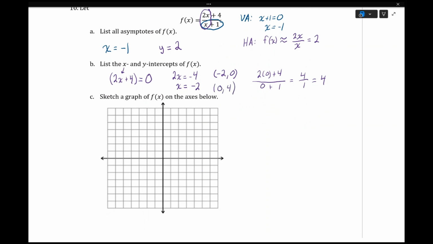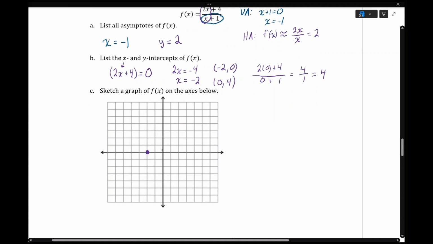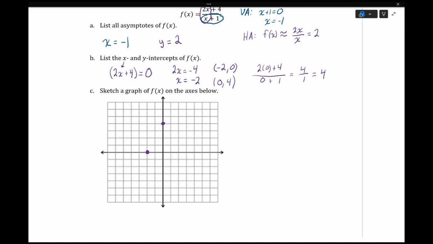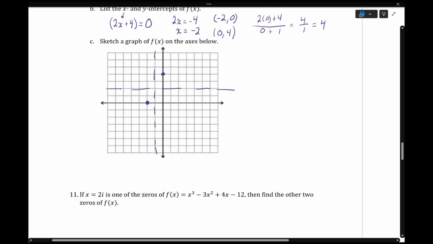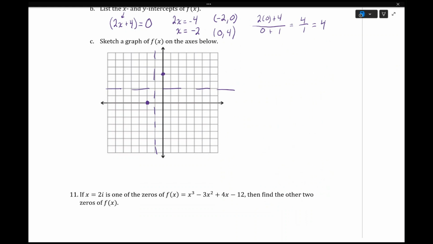So now I'm going to use that information to help plot the graph. So there's my x-intercept, -2, 0. Here's my y-intercept at 0, 4. I have an asymptote at x equals -1, and a horizontal asymptote at y equals 2. The main thing to remember when graphing rational functions is that you follow the asymptotes.